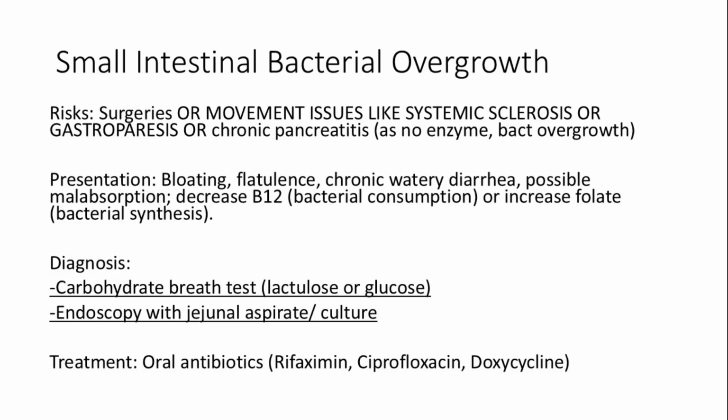The diagnosis of SIBO can be made using a carbohydrate breath test, either with lactulose or glucose, which detects hydrogen or methane produced by bacterial fermentation. Alternatively, a definitive diagnosis can be established by endoscopy with jejunal aspirate and culture, though this is less commonly done.